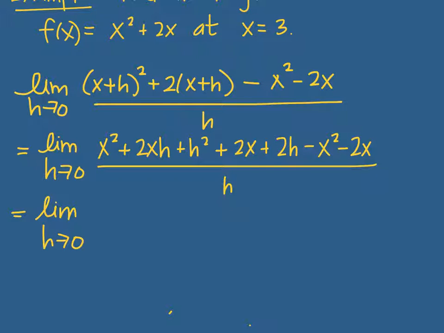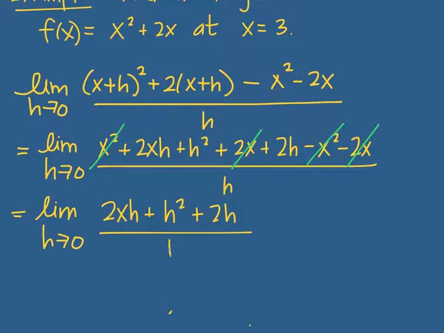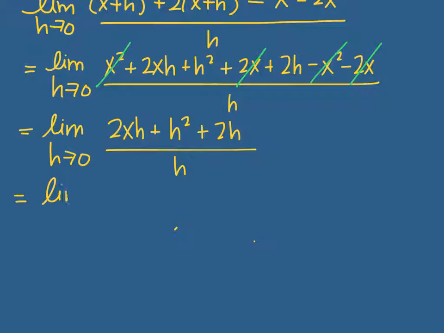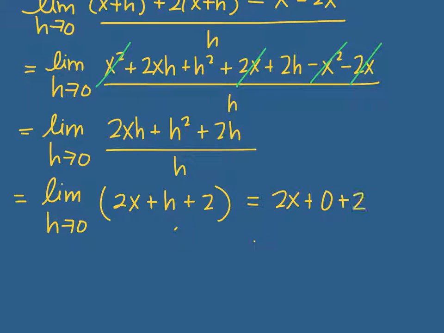So we can tell that what's going to cancel? The x squareds and the 2x's. So that's going to leave me with 2xh. It's going to leave me with h squared and 2h all over h. So what do all of those terms have in common? An h. And so we can reduce this by h, which leaves me with 2x plus h plus 2. And then we can substitute in 0, 2x plus 0 plus 2. And so the tangent is 2x plus 2.